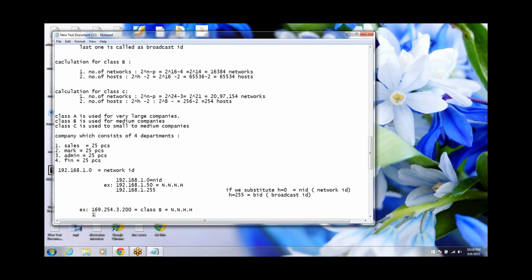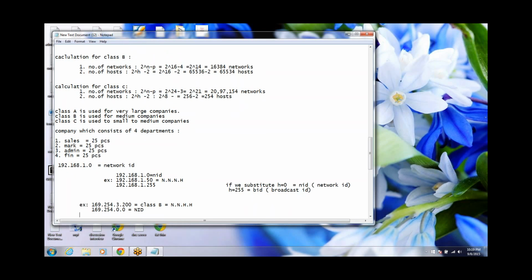The first octet is network, no need to substitute 169. The second is network too, no need to substitute. The third and fourth are host octets, so simply substitute 0.0. This is your network ID. In a similar way, 169.254.255.255 will be the broadcast ID.